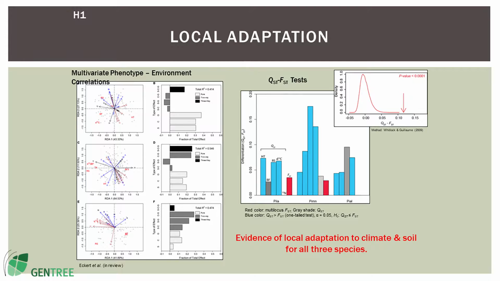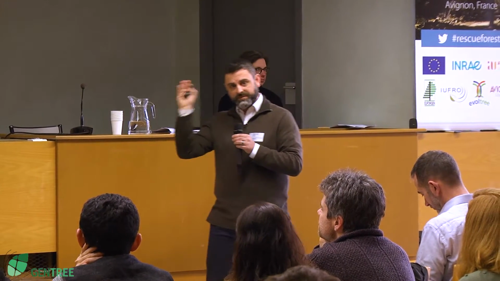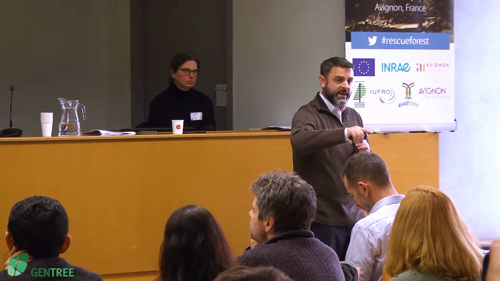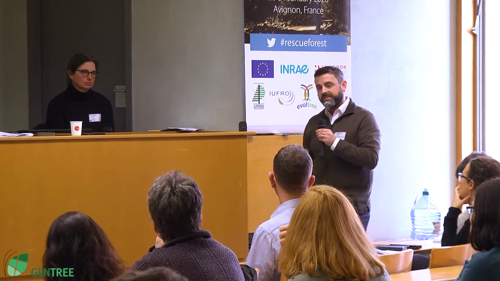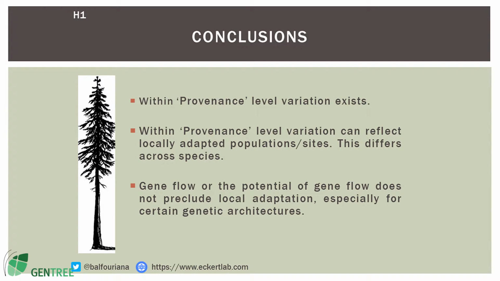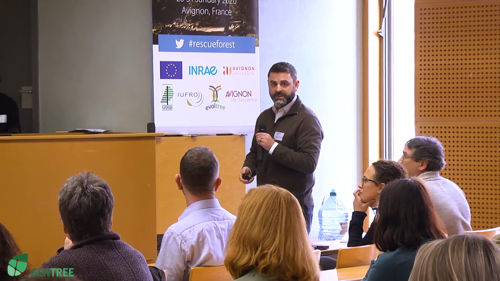So what can we conclude from that? Well, we can conclude that within provenance level variation exists, genetic variation. But if we just said, hey, this is a provenance, and we lumped everything together, we're masking lots of signal of local adaptation. That variation is consistent with local adaptation, and it varies by species, even in the same geographic area, even when the populations are, on average, 5 to 6 kilometers apart, which is about what the average was for those. What that means more broadly is that gene flow, or the potential for gene flow, lots of it, does not preclude the development of local adaptation. We can't just say, hey, FST is low, gene flow is high, therefore no local adaptation.